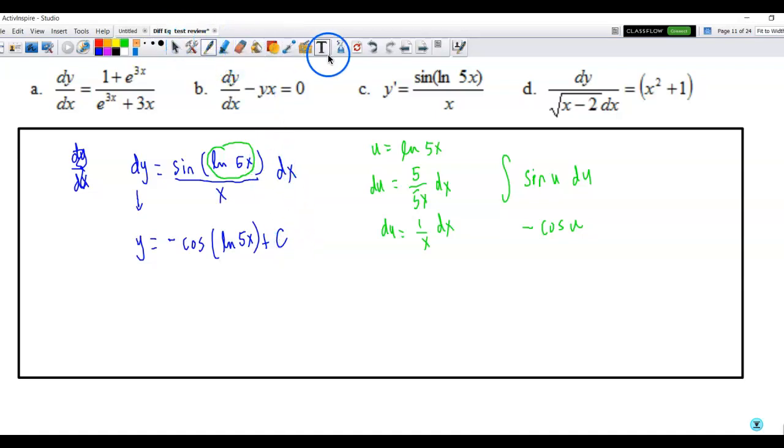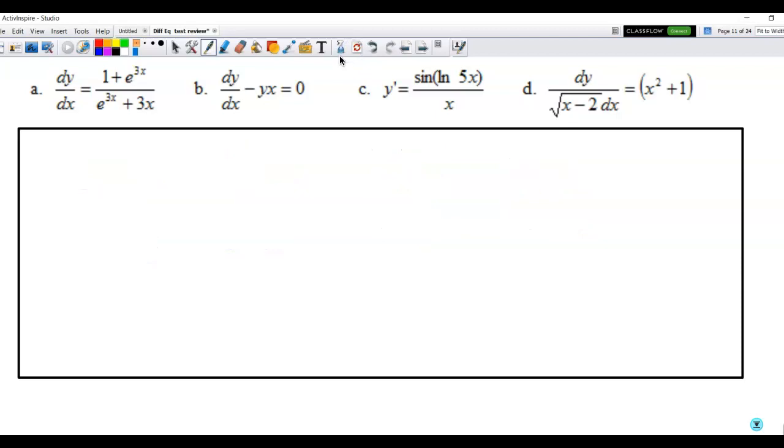Letter D. Let me clear this off. So in letter D, it looks like the only variable I have is x, so I need to get that square root of x minus 2 to the right side. So I'm going to keep the dy on the left. I'm going to multiply and get x squared plus 1, now times the square root of x minus 2, and the dx will be there.